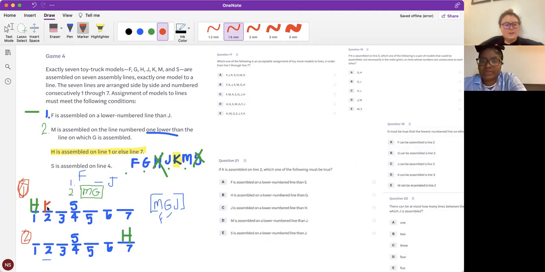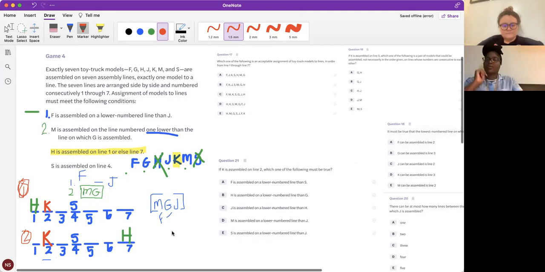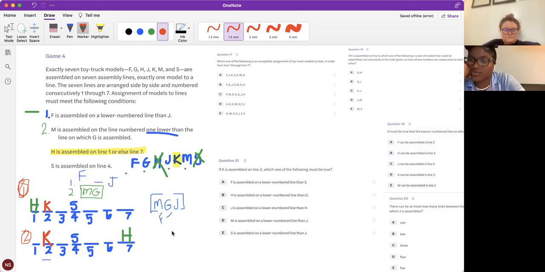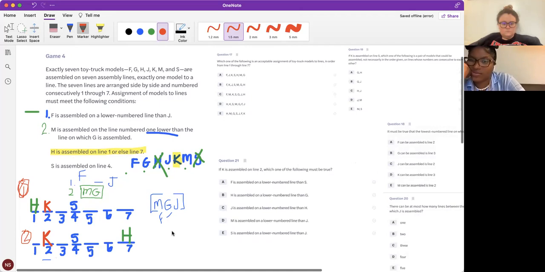And then when we do that, can we determine anything else in either one of those scenarios? We really just have 2 rules that we have to pay attention to.